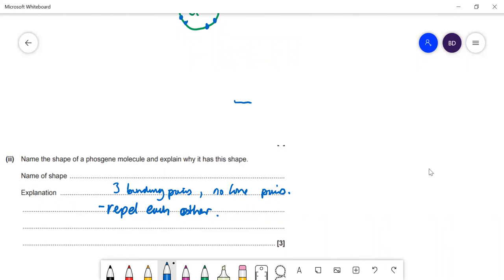And the way they can do that is by having a bond angle of 120 degrees between them, like this. And all of those chlorines or oxygens and chlorines, they're all in the same plane as is the carbon. So it is called trigonal planar. Right.